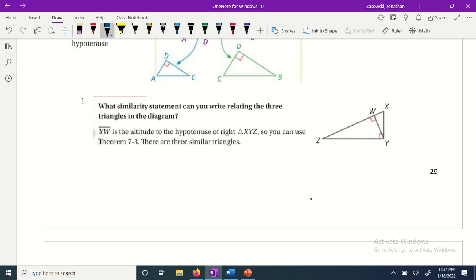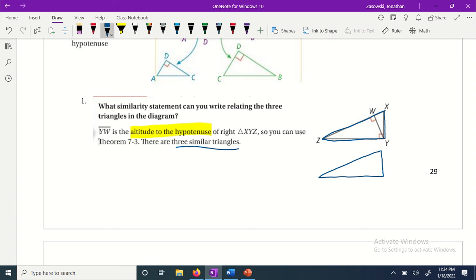Our job is to take a look at this picture, and we're going to draw 3 similar triangles. That's how we're going to start every question off. Key thing here, notice once again, is it says the altitude to the hypotenuse. So what I'm going to do underneath is I'm going to draw 3 triangles. I'm going to draw one that is just as big as the original picture, right? That's this one right here.